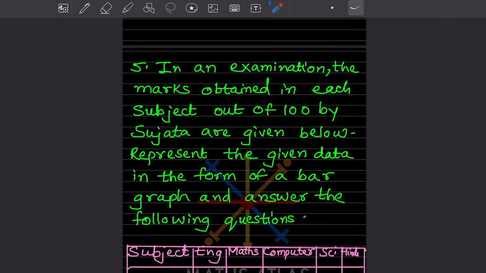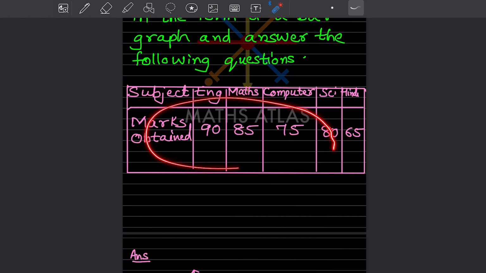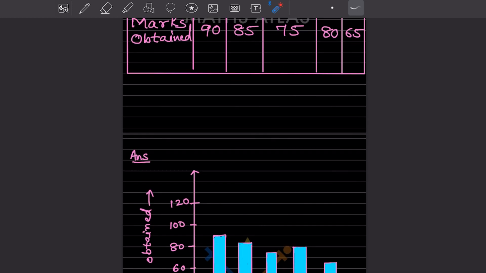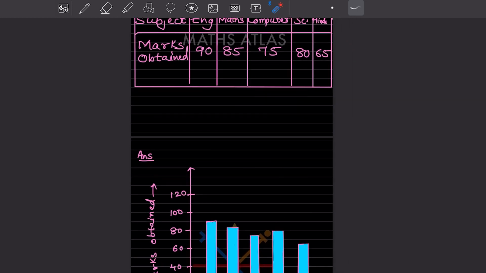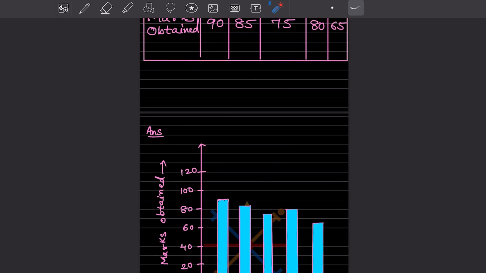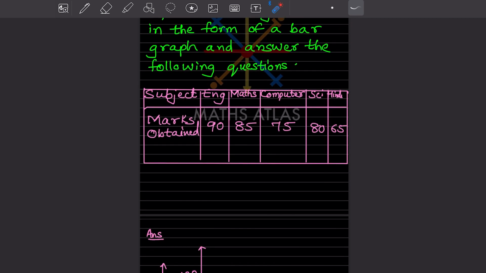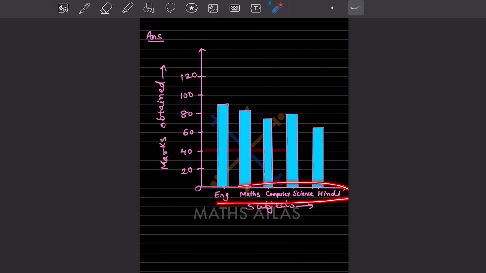In an examination, the marks obtained in each subject out of 100 by Sujata are given below. Represent the given data in the form of a bar graph and answer the following questions. So this data is given and you have to represent it with a bar graph. On the x-axis, I just wrote the subjects and these are the marks obtained on the y-axis. How many subjects are here? 1, 2, 3, 4, 5. So there are 5 subjects.